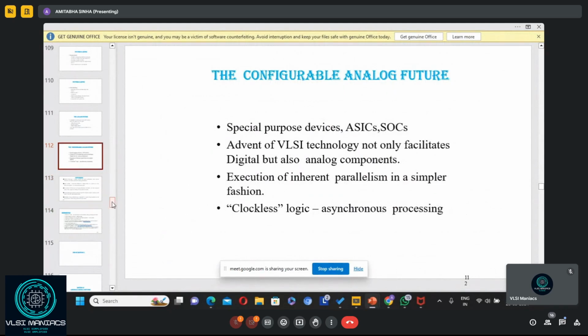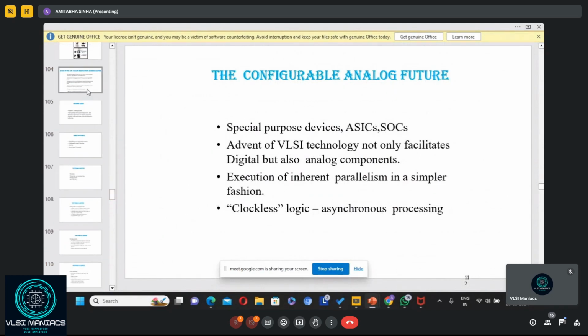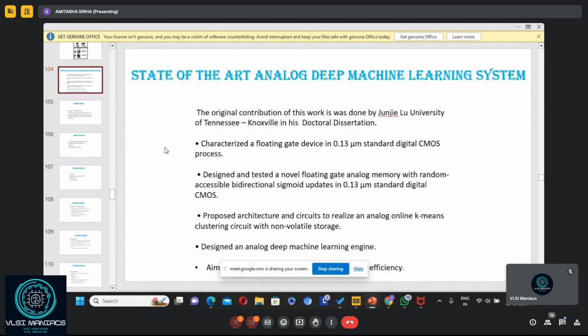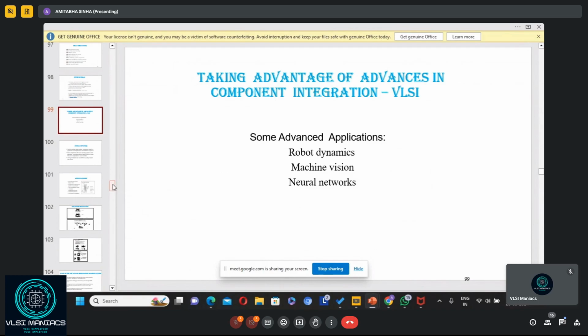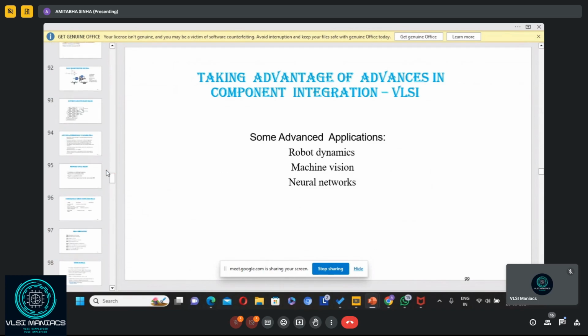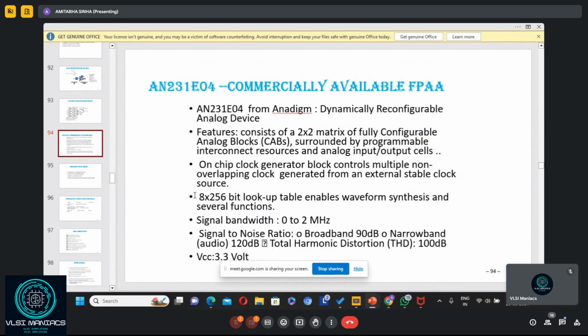For example, here you will see the signal bandwidth is mentioned. Signal to noise, VCC 3.3 volts. So from the maximum current, which will be in the manual, though here it is not there, you can find out the total power consumption.